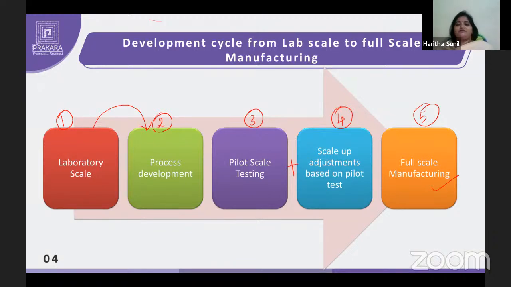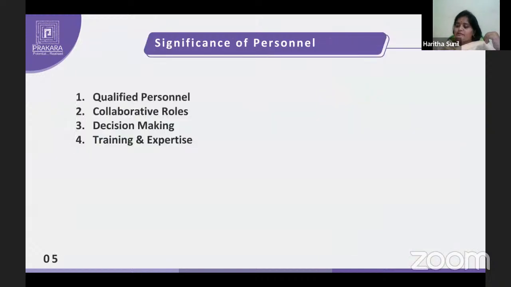So after successful pilot testing, the process is scaled up to full industrial production, and then it goes for the market. Finally, it is ready for the market use. Okay, so this is the development cycle where it goes from the lab scale to the industrial scale. Right. Now, moving on to the next slide, we will be seeing about the significance of the personnel.